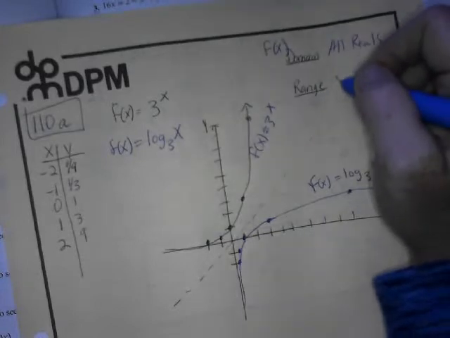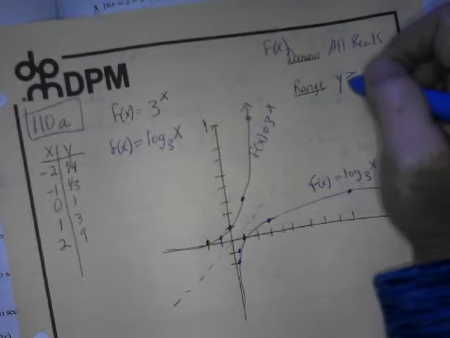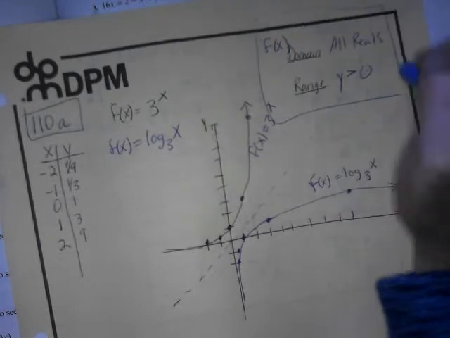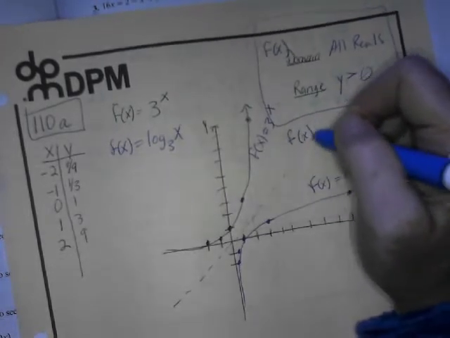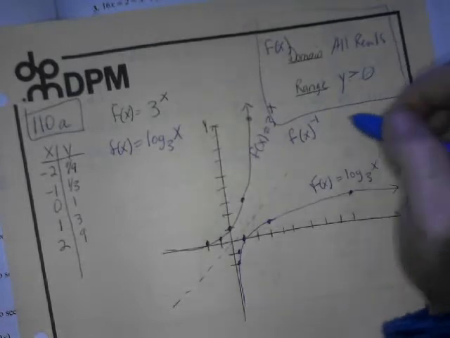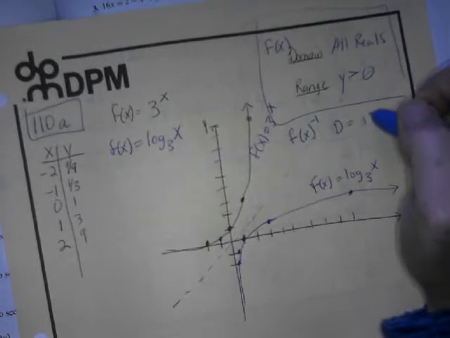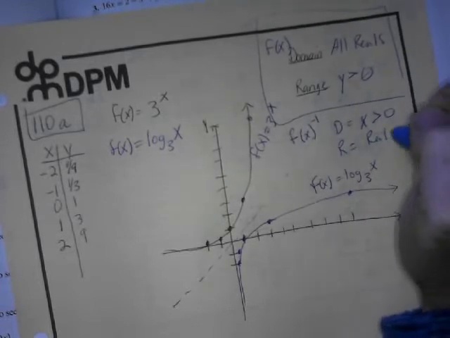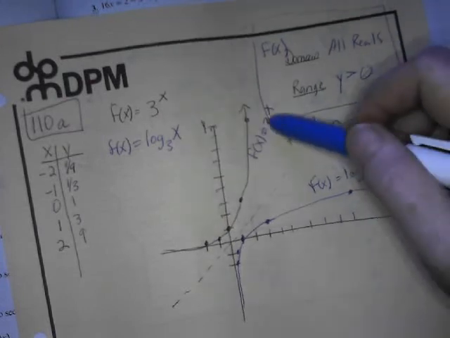So y greater than 0 or something like that. So that would be for f of x. And then for f inverse, the domain would be x is greater than 0, and the range would be the reals. See how they just flipped? Like the domain here is going to be the range here. And okay, that's all.